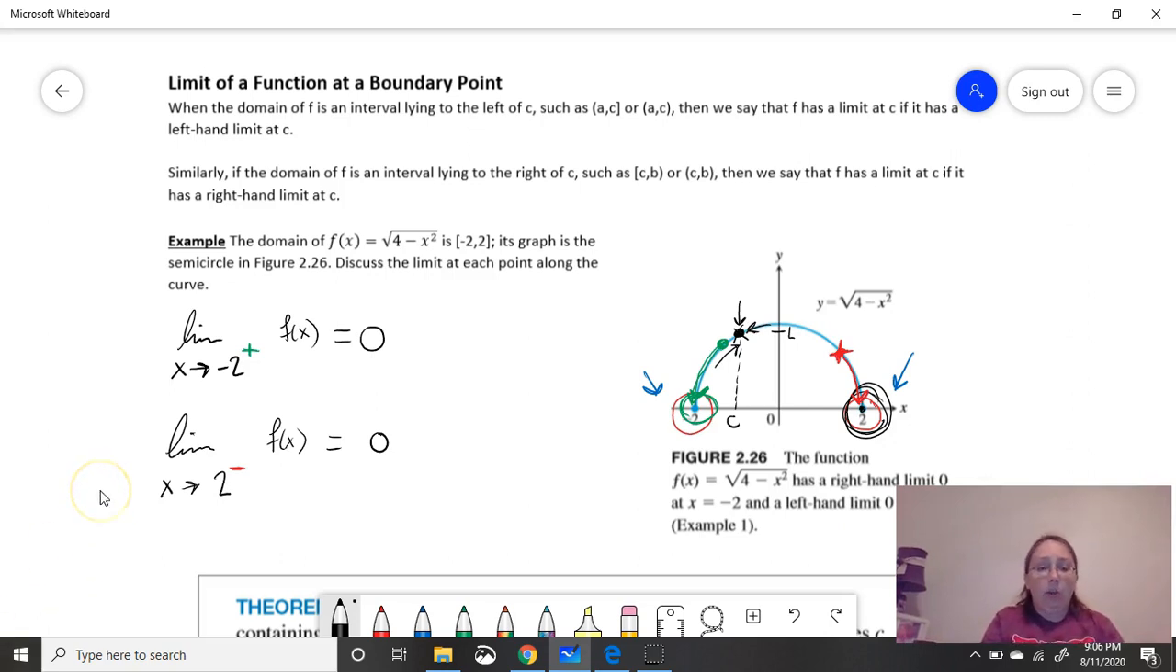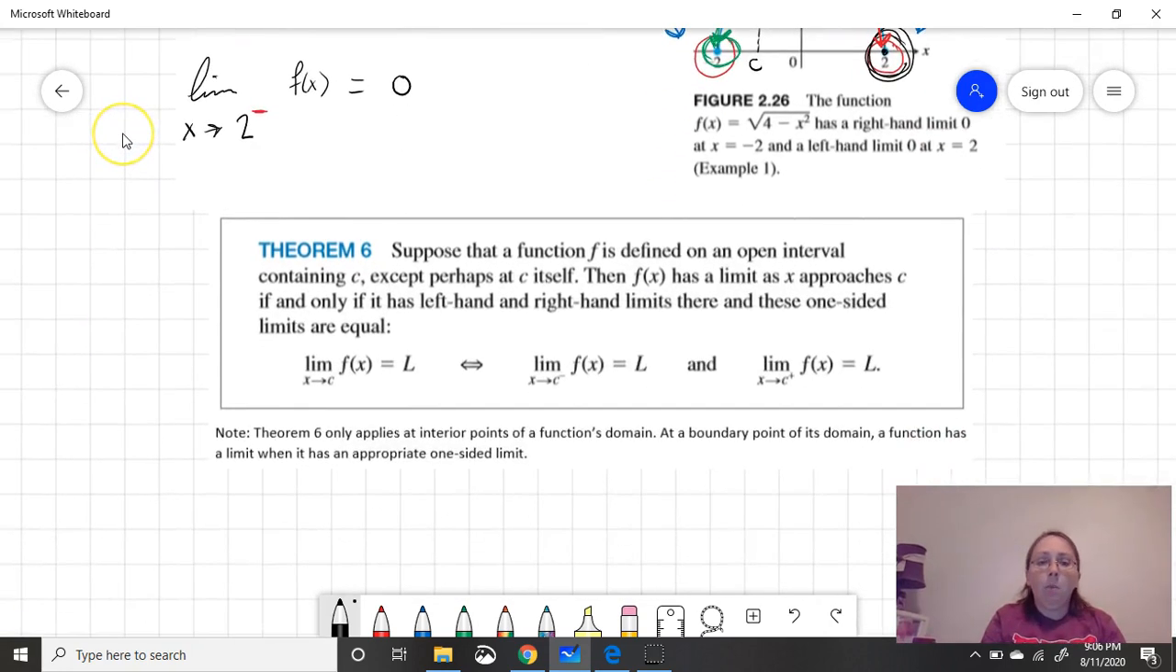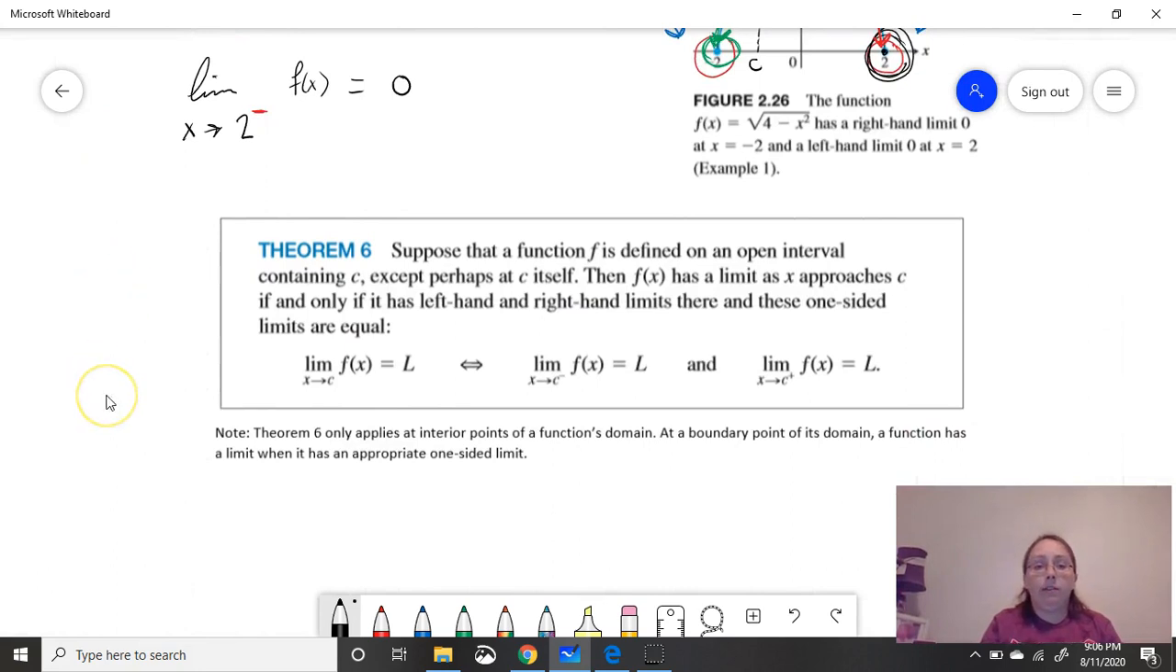All right, so we have a theorem here. And we've actually been talking about this throughout the videos, but we've been doing it with a little bit of hand waving. So it says, suppose that a function f is defined on an open interval containing c. So the function has points around c. C itself, it might not be defined. It might be an open circle, it might be an asymptote.